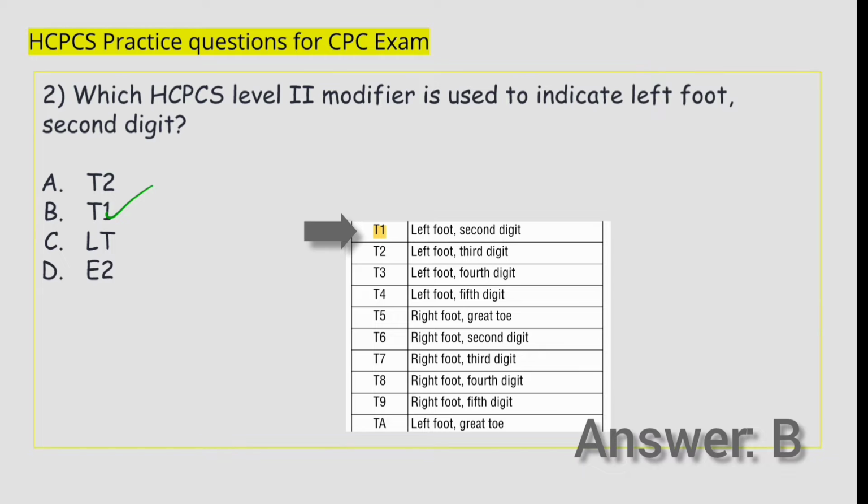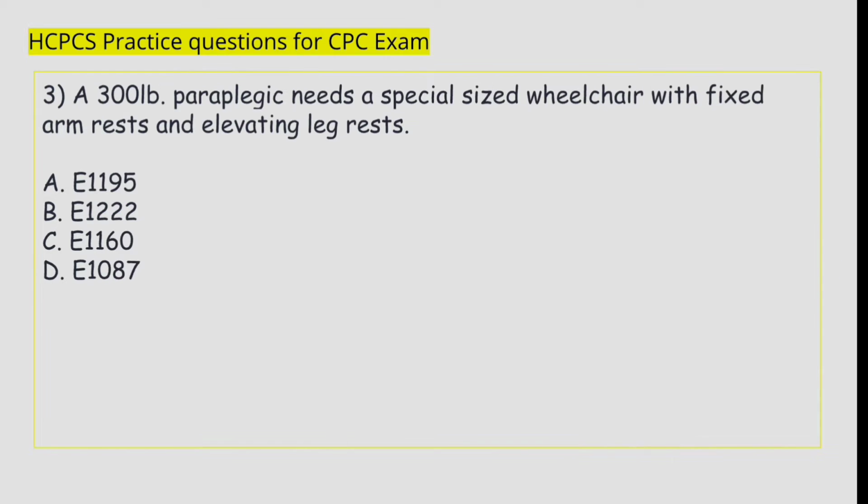You will also find these modifiers in your CPT book Appendix A. They have mentioned Level 2 HCPCS modifiers. Next question. A 300 lb paraplegic needs a special sized wheelchair with fixed armrest and elevating leg rest. So what is the appropriate HCPCS code?